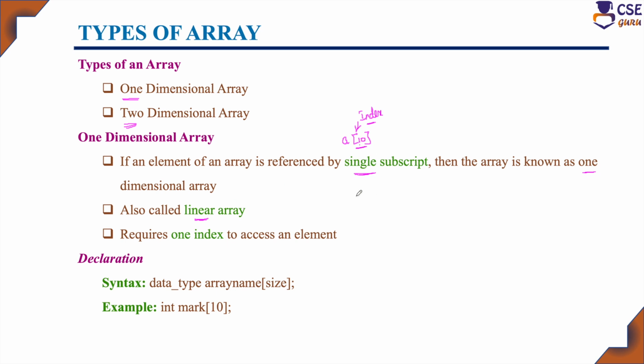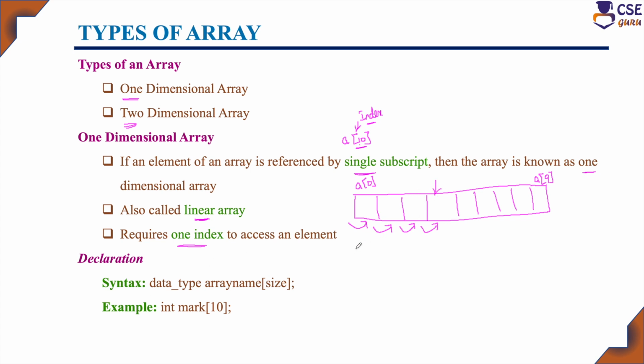For example, if it is A of 10, here the array will be specified like this. 10 sequential memory locations will be allocated for this array from A of 0 to A of n minus 1, that is A of 9. So the elements will be accessed one after the another. So this one-dimensional array is called linear array. And here it requires only one index to access an element.